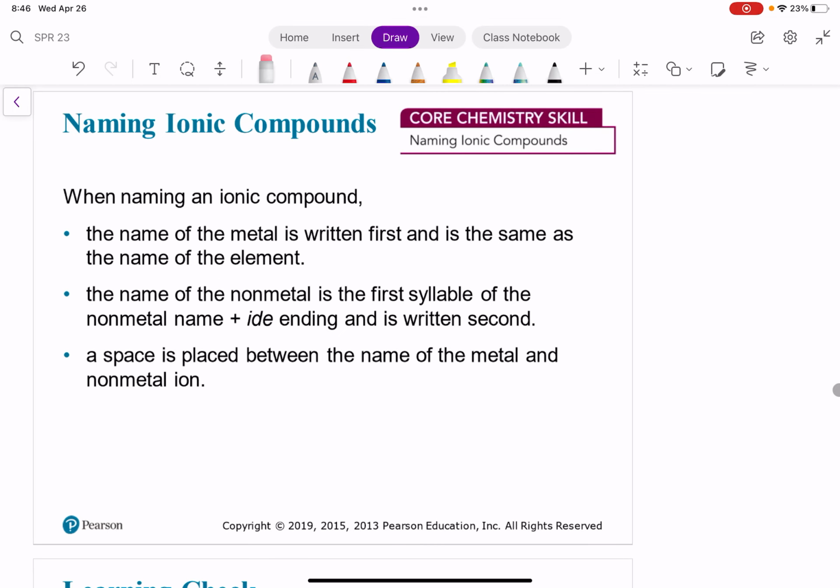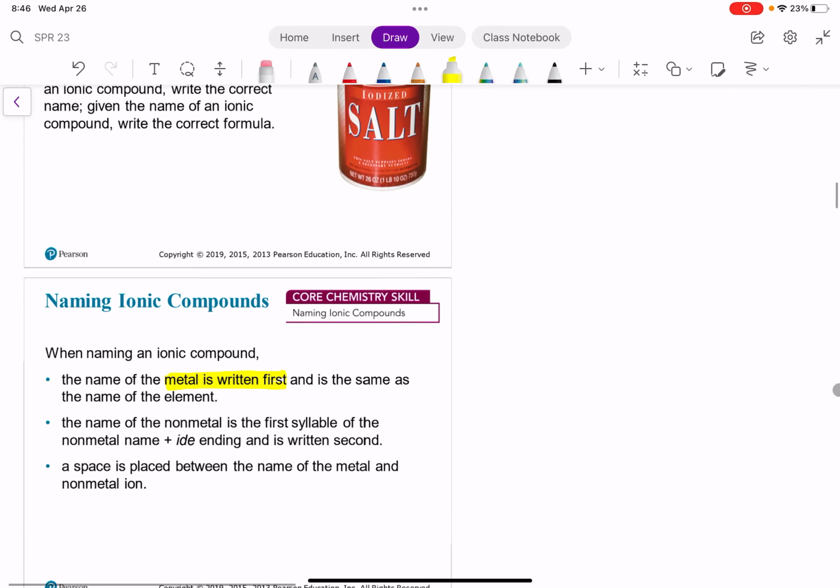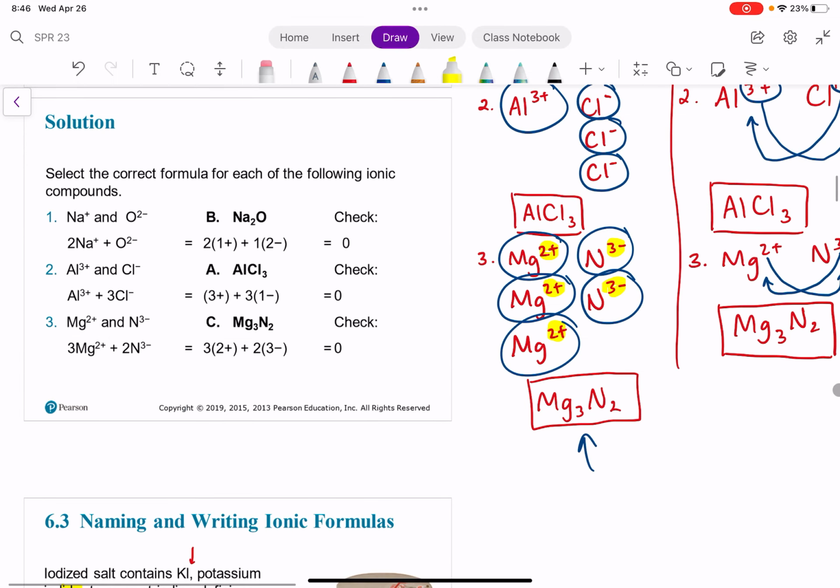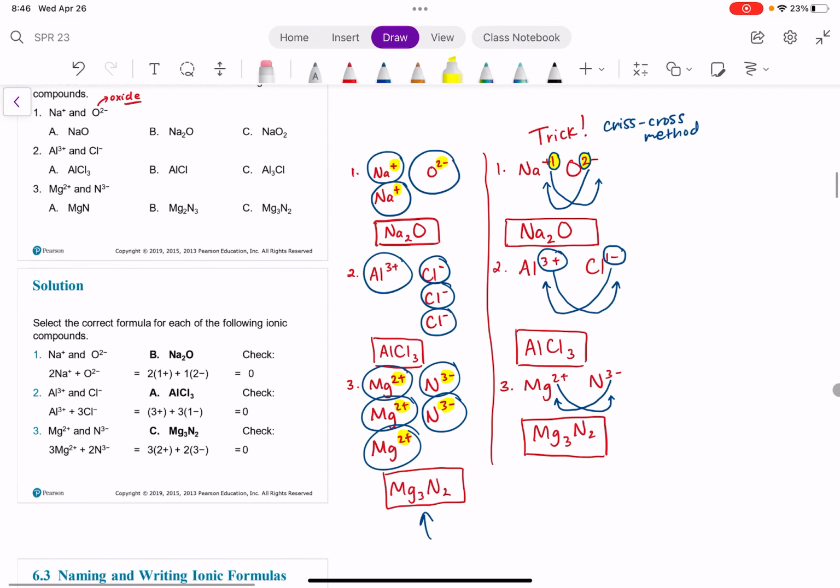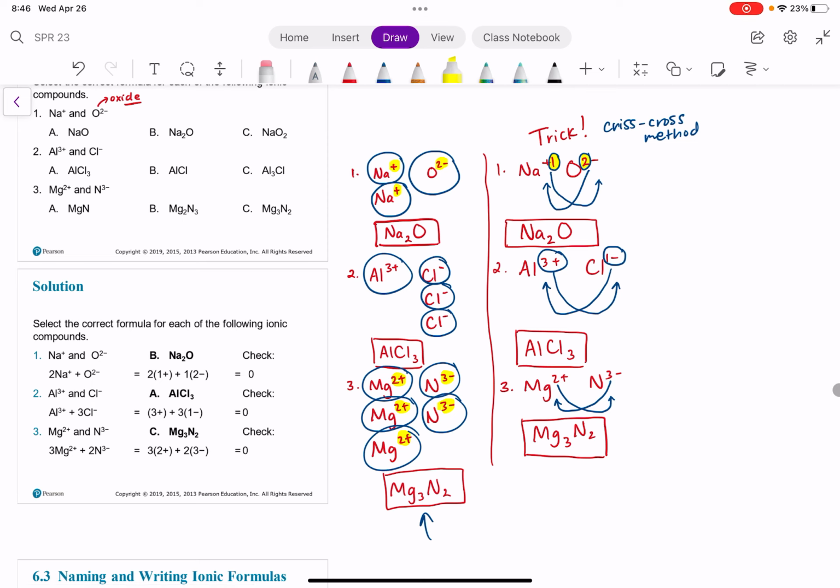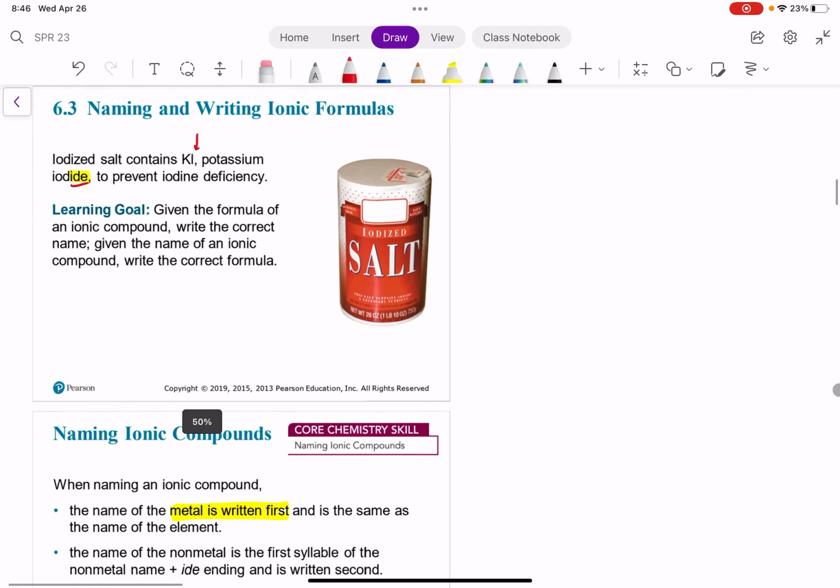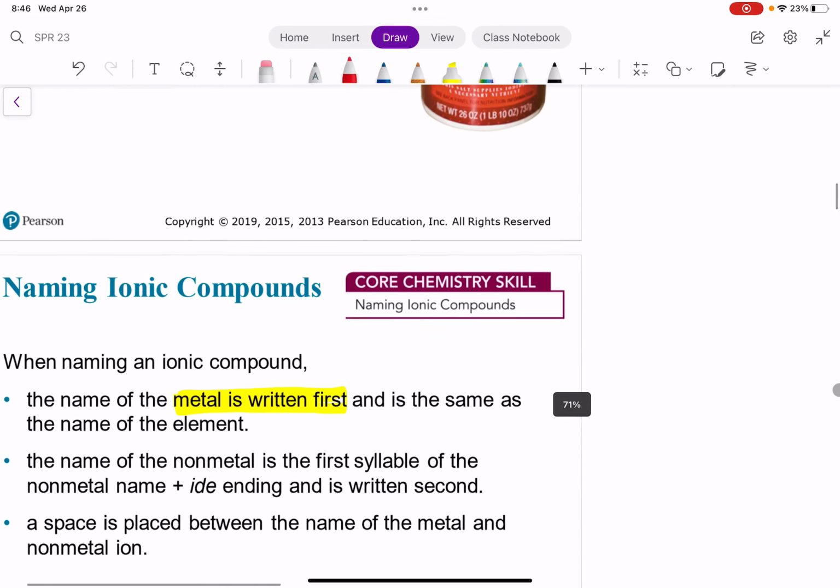So when you're naming an ionic compound, the name of the metal is always written first. Okay, metal first. That's how I've been writing these formulas, how you've been writing them as well. Notice, the cation, the positive ion always comes first, and that's because which one's the positive ion? The metal. Yeah, metals like to lose electrons to form positive ions. So the metal is always written first. It's just the convention.